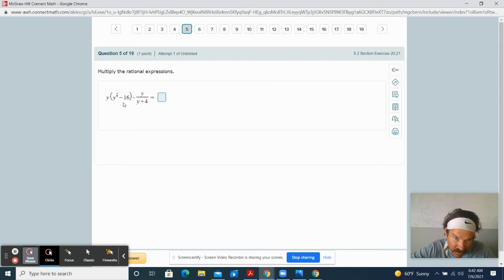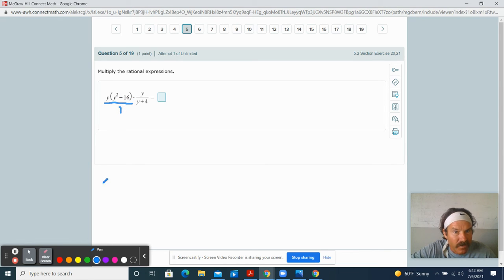All right, number 5, multiply the rational expressions. At first glance, you might see only one rational expression, and you're correct. Y over y plus 4 is the only one you see. But this one here can be made into a rational expression. Remember, rational root word is ratio, so you can make this first term into a fraction if you just put a 1 underneath, and that way you know that that is the numerator.